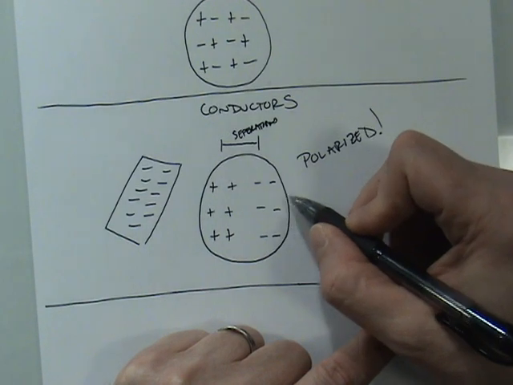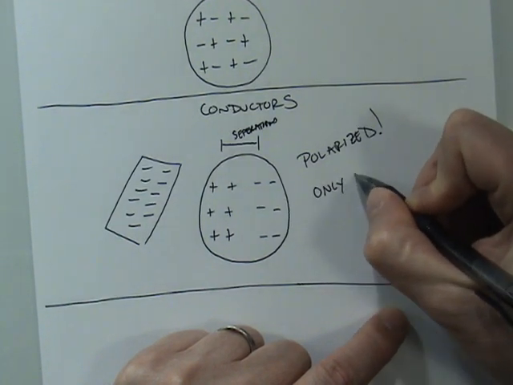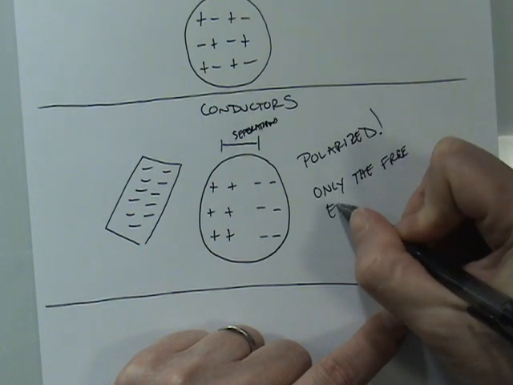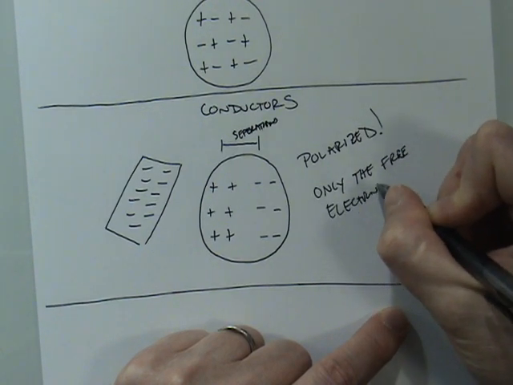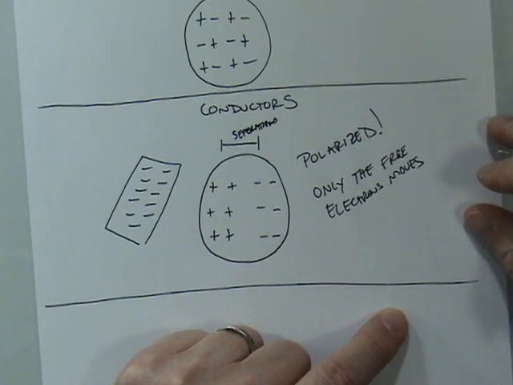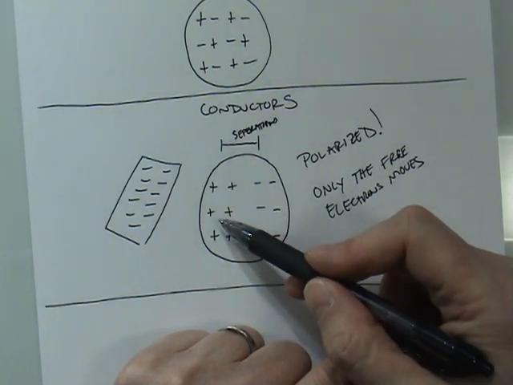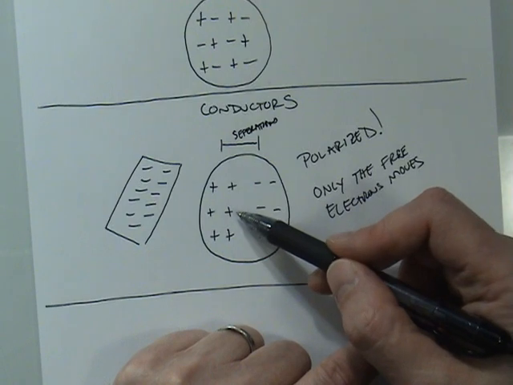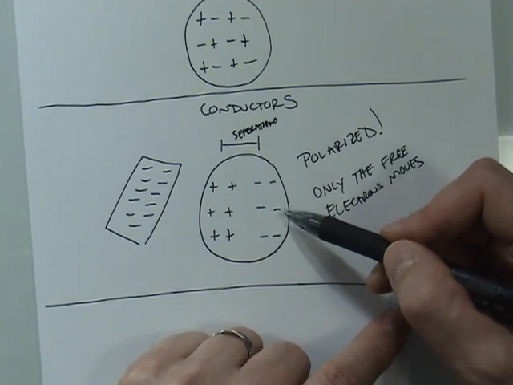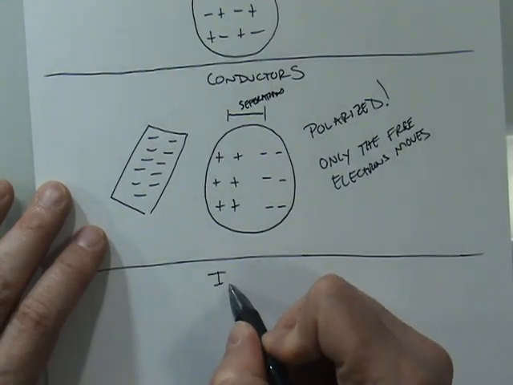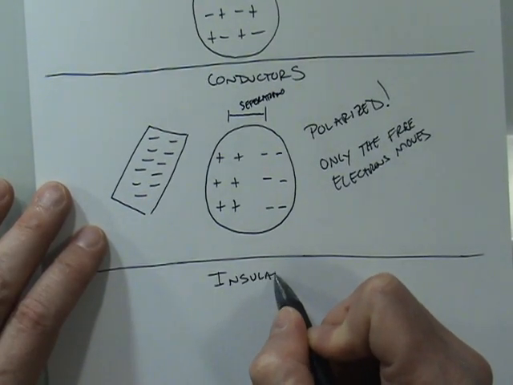Now, really important, again, to recognize that only the free electrons moved. That's something that conductors have. That's what allows them to have such significant polarization, because those free electrons can go wherever they want. So they can collect over here along this side. It's no problem whatsoever. Now, on the other hand, insulators behave similarly, but with a slight difference.